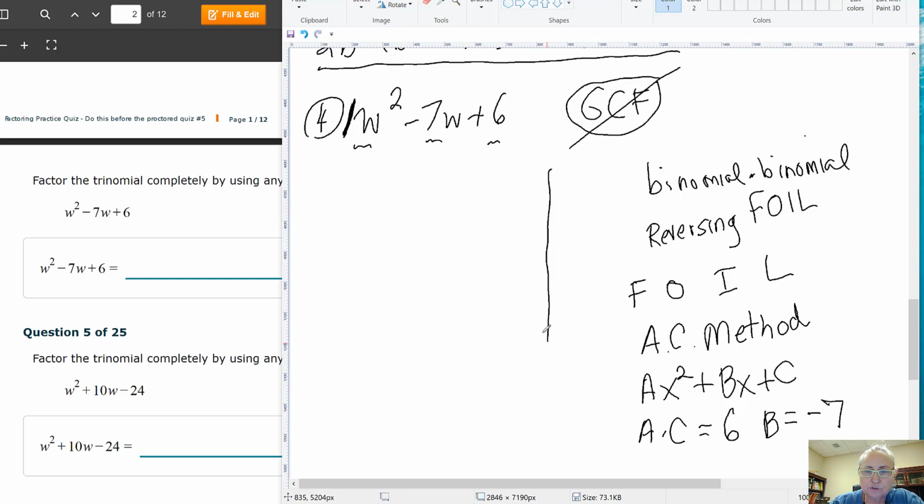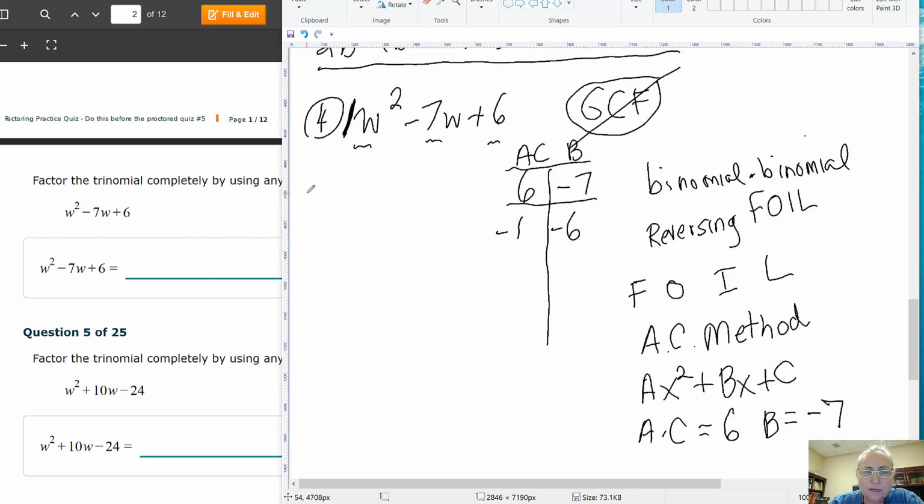Okay, I always make a little chart here. AC is 6, and b is negative 7. We're looking for the factors of positive 6 that will add to negative 7. Well, 1 times 6 is 6, but they add to positive 7. So we need a negative 1 and a negative 6, and that will add to negative 7, right? Negative plus a negative is going to be a negative.